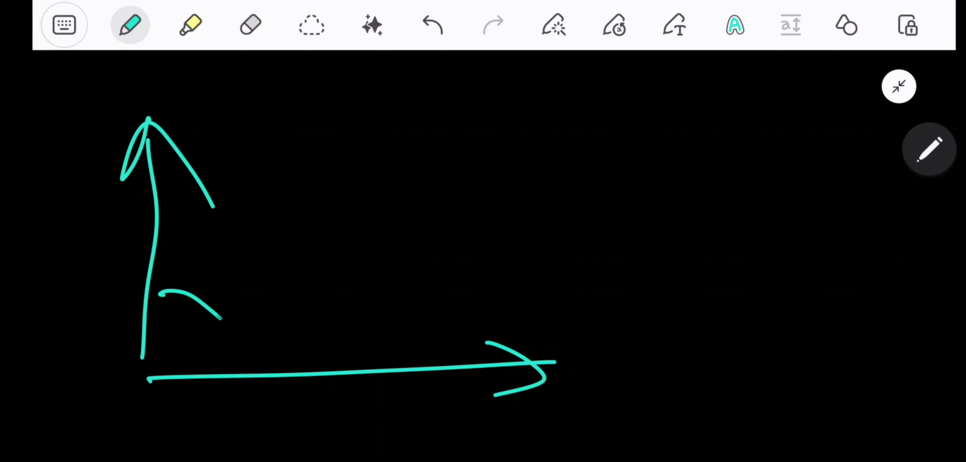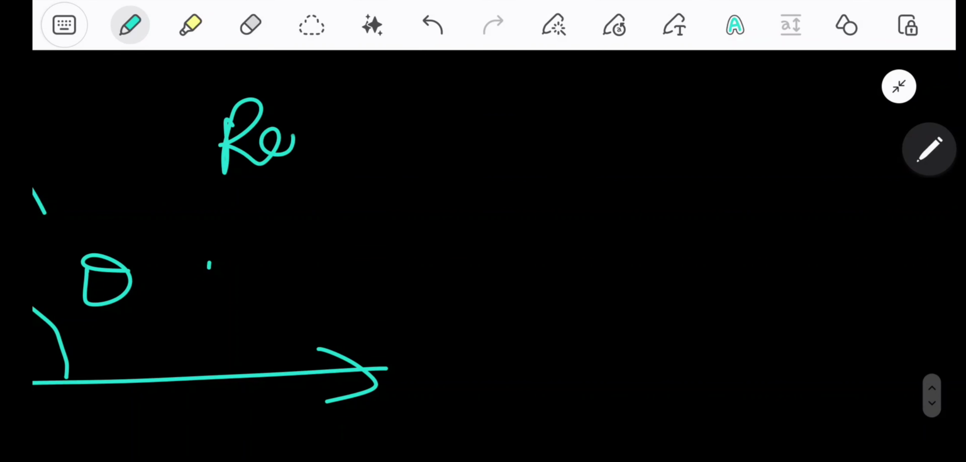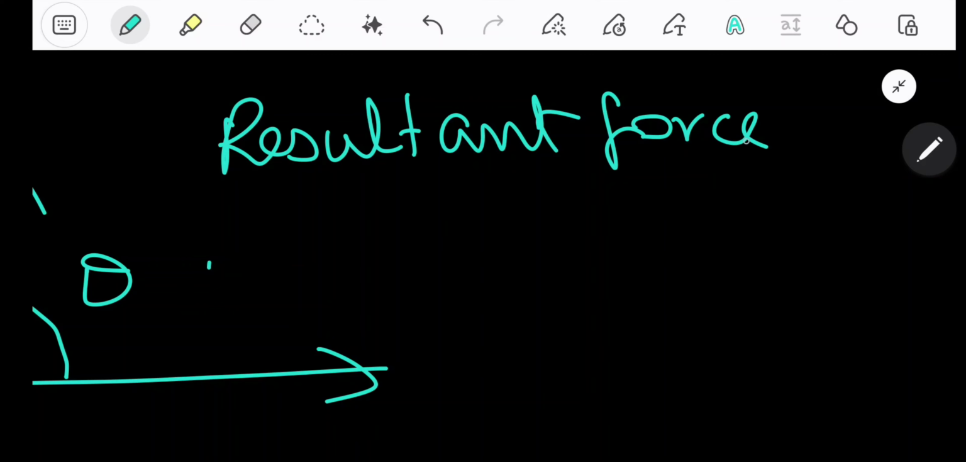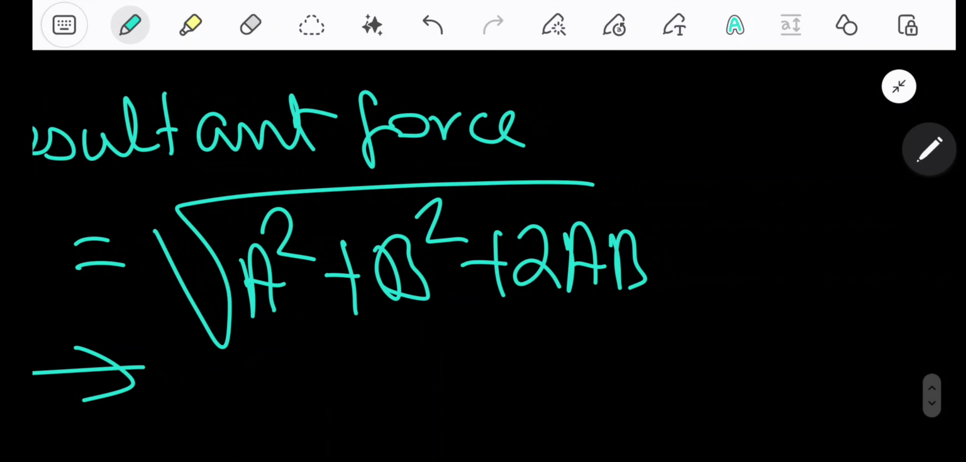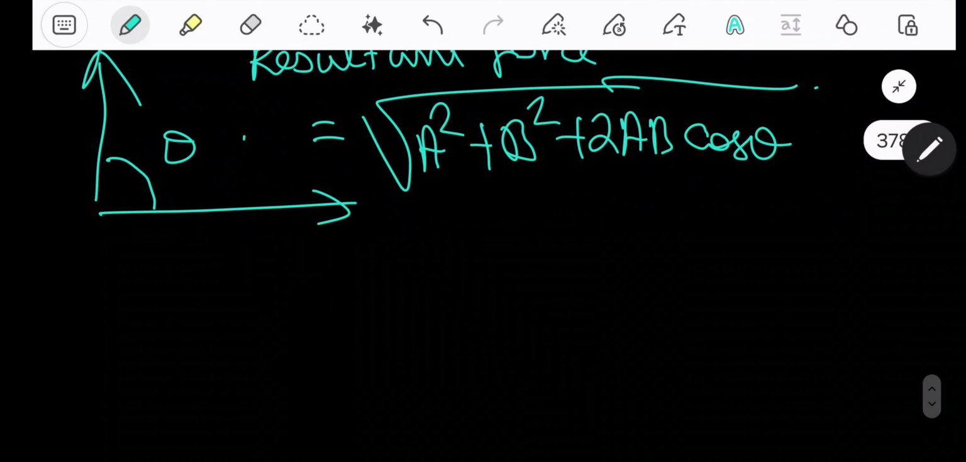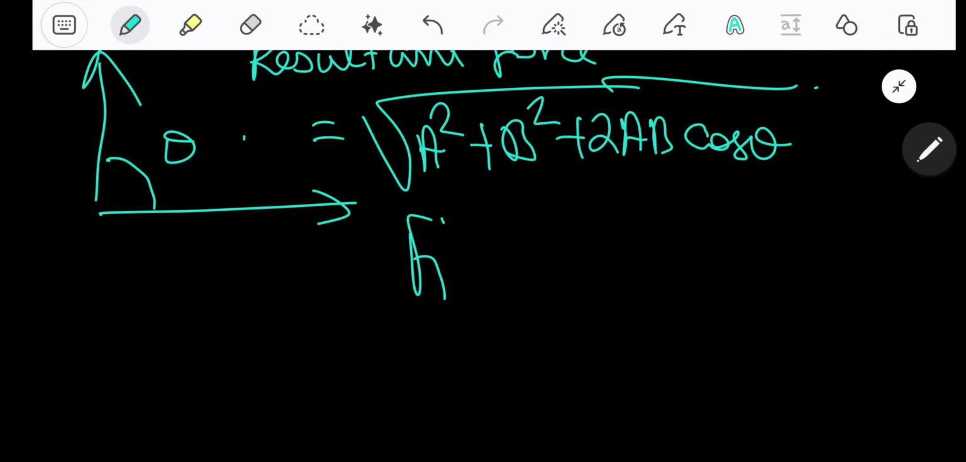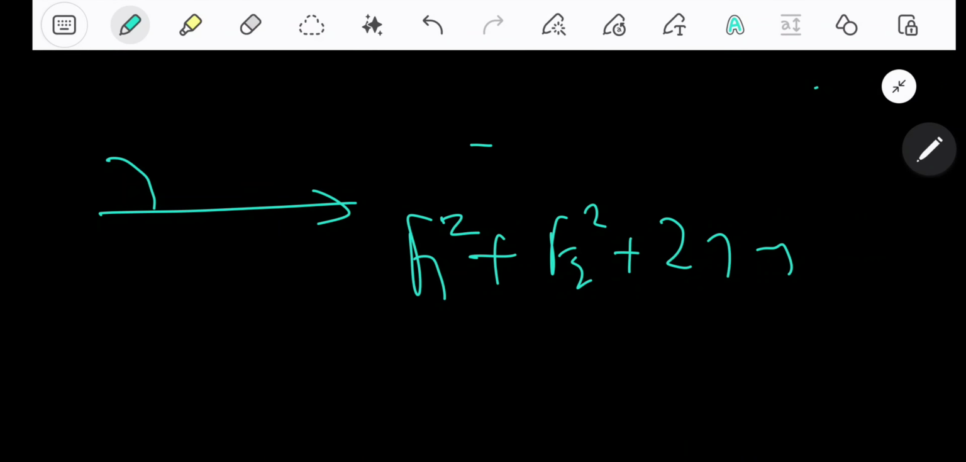What if it is with an angle? So for example, the vectors are making an angle theta. So we're going to find resultant force is equal to root of a square plus b square plus 2ab cos theta. That's how you find it. For example, we'll solve a question, right? So this will be root of F1 square plus F2 square plus 2 F1 F2 cos theta, and the angle will be given. Okay, so that's how you find resultant vectors.